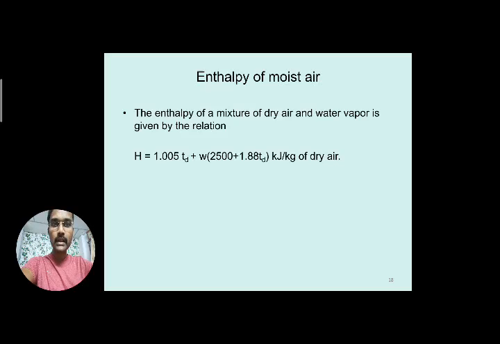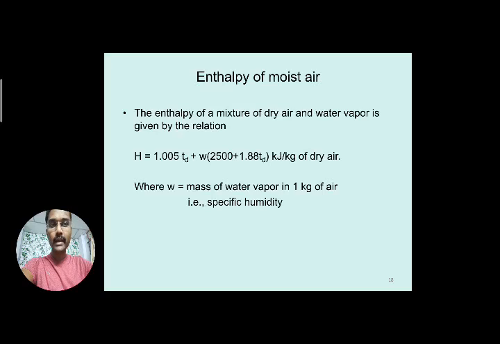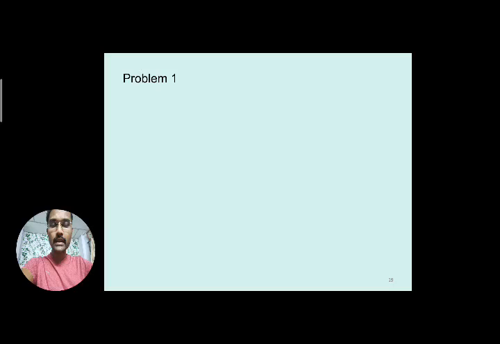Here you can see the relation, where enthalpy is denoted by capital H, which is equal to 1.005 TD plus small w into (2500 plus 1.88 TD). They are expressed in kilojoules per kg of dry air. Now w is the mass of water vapor in 1 kg of air, that is the specific humidity, and TD is the dry bulb temperature in degree centigrade. So this is regarding that topic.